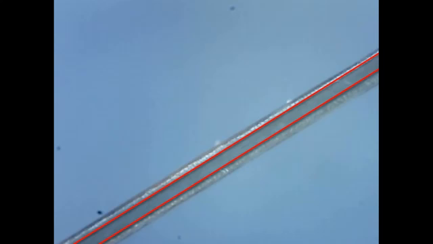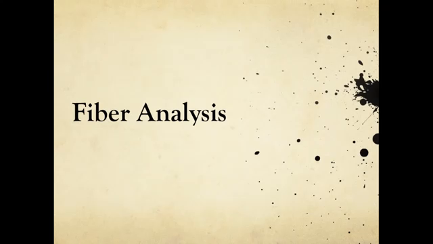So, in summary, hairs can be easily distinguished by the presence of a cuticle and medulla, and these features are helpful in human versus non-human determinations, along with species identification. Now let's move on to the microscopic analysis of fibers.